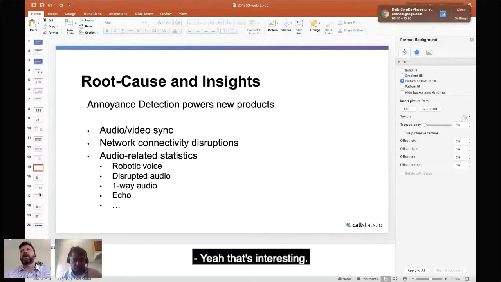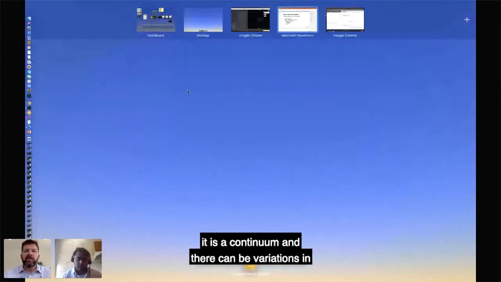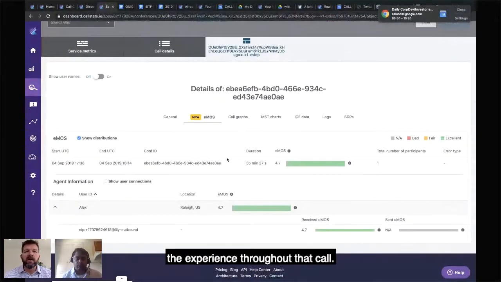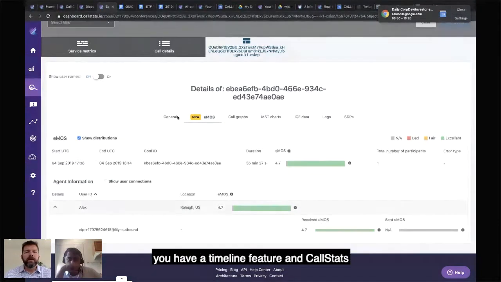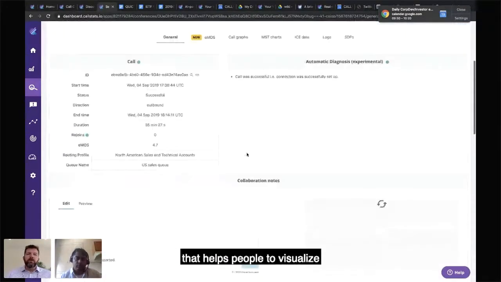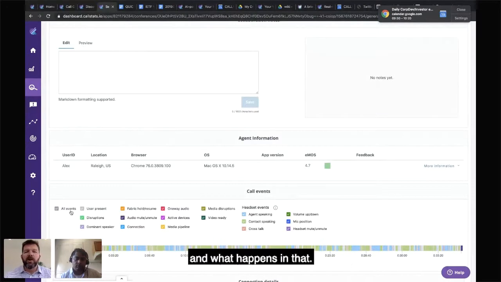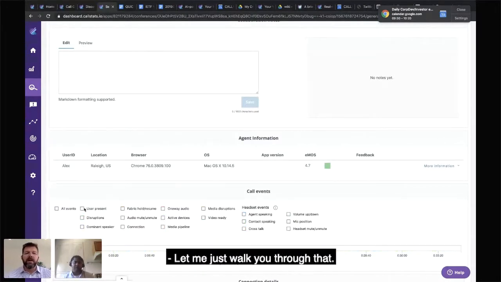It's interesting. Obviously, a call is not a single point in time. It is a continuum, and there can be variations in the experience throughout that call. So I think that brings us to the last question, which is to talk a little bit about the timeline feature in Callstats that helps people visualize that continuum of time throughout the call and what happens.